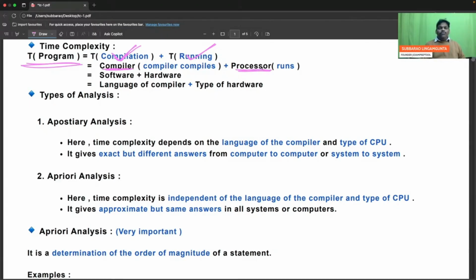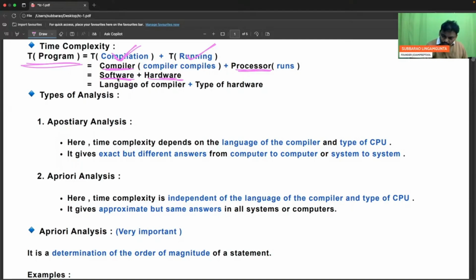So from today onwards, if anyone asks you how to find the time complexity of a program, simply say time complexity of a program is nothing but compile time plus running time. Immediate question: compile time is based on the compiler, and running time is based on the processor. Compiler is a software, and processor is a hardware. So time complexity is based on which software you are using for compilation, and which processor you are using for running.